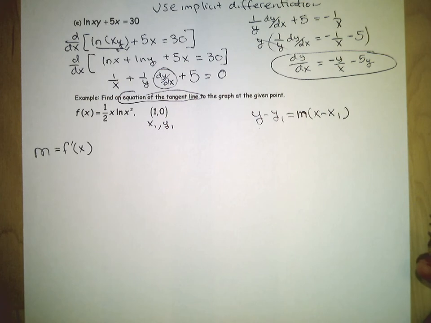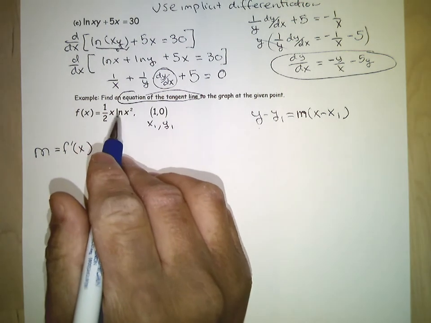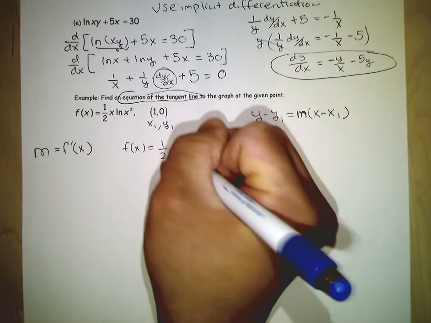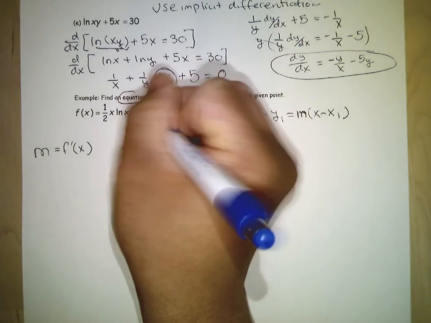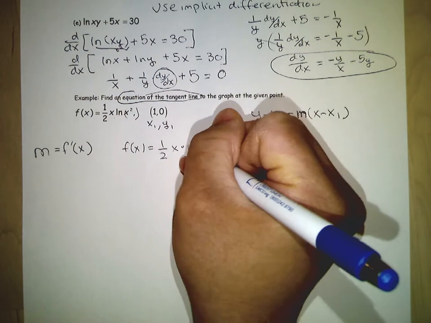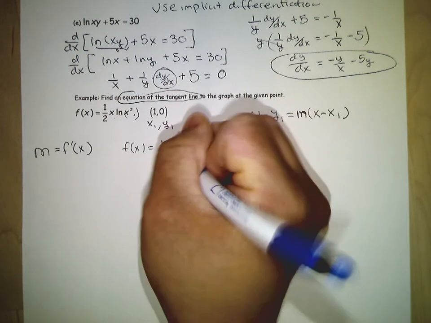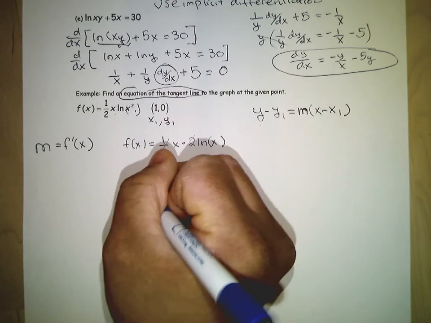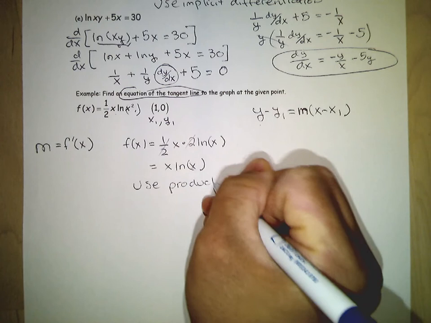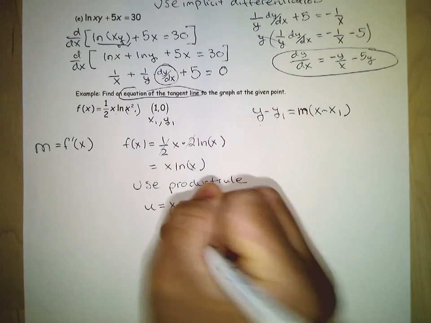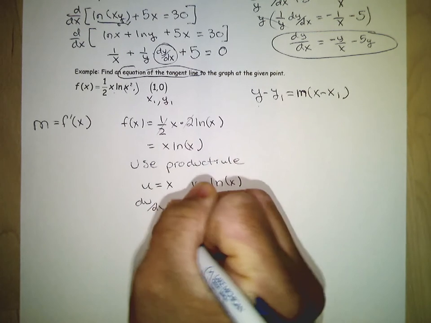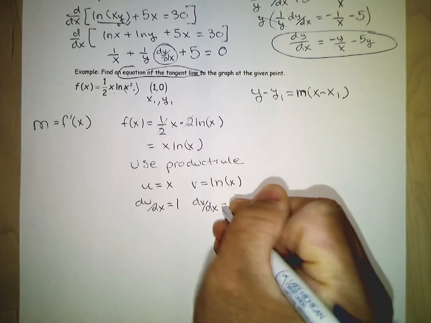So as I've said before, it doesn't matter how you go about finding this derivative here, but if you look at f of x equals 1/2 x natural log of x squared, I can use the power rule for logarithms to write this as 2 natural log of x, then 1/2 times 2 is 1, so I have x natural log of x. All right, then I can use the product rule. So u will be x and v will be natural log of x. So du dx is 1, dv dx is 1 over x.